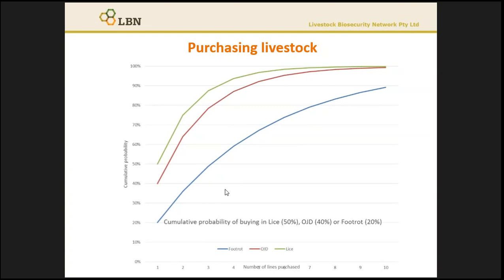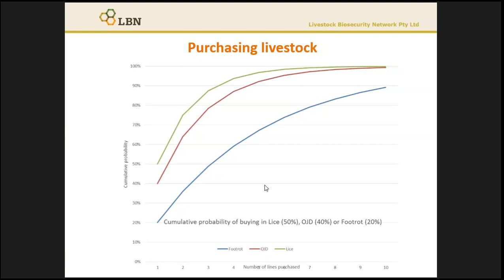Risk is cumulative and is a function of the number of times you're exposed to that risk and the consequence if that risk is realised. So this graph shows that as the number of lines of animals introduced goes up, the probability of buying in disease also goes up. For example, for one line of animals purchased, the risk sits here for these 3 diseases, whereas as you go up to 3 or 4 lines of animals introduced, the risk or the probability of buying in disease goes up significantly.